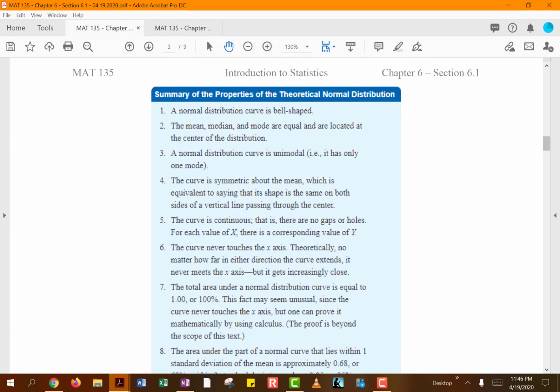So just as a summary of the properties of the theoretical normal distribution, of course your curve has to be bell-shaped. Your mean, median, and mode are all going to be equal, and they are going to be at the center of your distribution. So right in the middle of your distribution is where you'll find your mean, median, and mode. And of course your curve is going to be unimodal because you only have one mode, right? And that's going to be that little peak at the center of our curve.